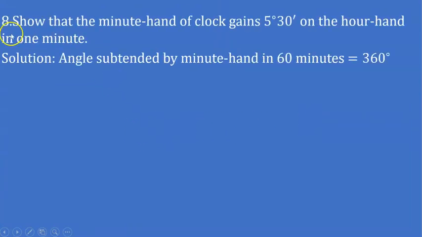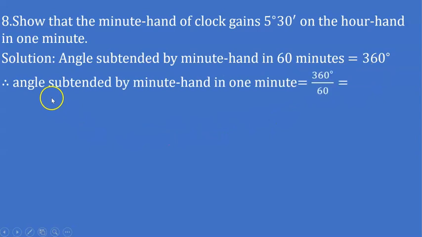Now next problem. Show that the minute hand of a clock gains 5 degrees 30 minutes on the hour hand in 1 minute. The angle subtended by the minute hand in 60 minutes is 360 degrees. Therefore the angle subtended by the minute hand in 1 minute is 360 upon 60, that is 6 degrees.